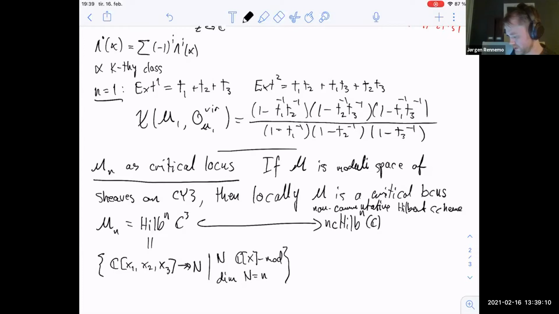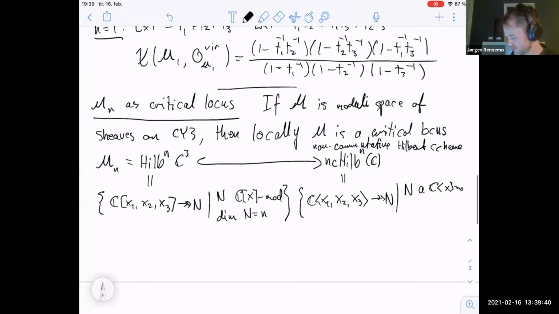Which is exactly the same thing, except now, instead of the polynomial ring in 3 variables, you take the polynomial ring in 3 non-commuting variables. So here are modules over this. Modules, well, I guess left modules. And again, dimension.